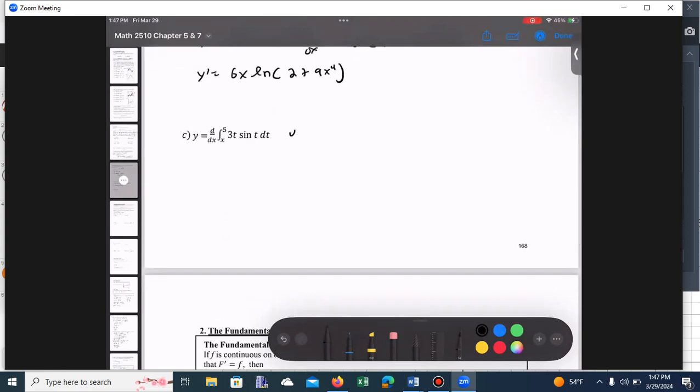So here we'll let u equal, well, this one's a little different. So d/dx is going to be negative the integral from 5 to x of 3t sine of t dt. Okay, so we have to flip that integration limit, which makes it negative. Now we don't need to do u substitution, it's just x. So y prime is going to be equal to negative 3x sine of x.